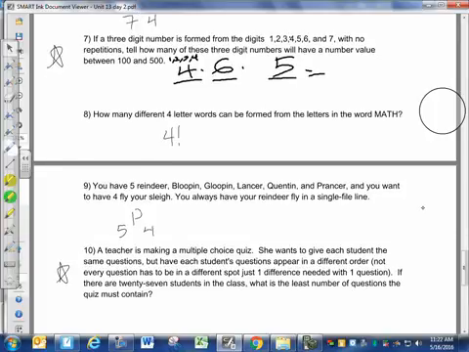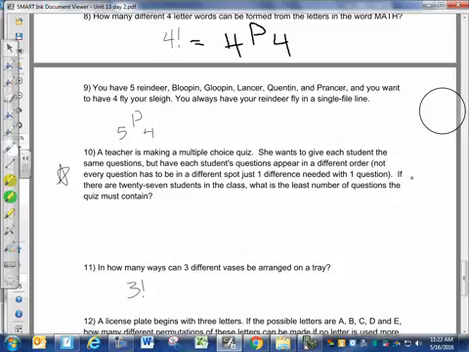Math, 4 choose 4 or 4 factorial. So, sorry, 4P4, not 4 choose 4. Okay? 5 reindeer, choosing 4, 5P4, which is 5 times 4 times 3 times 2. Multiple choice quiz. Mr. Englander, what is the answer?